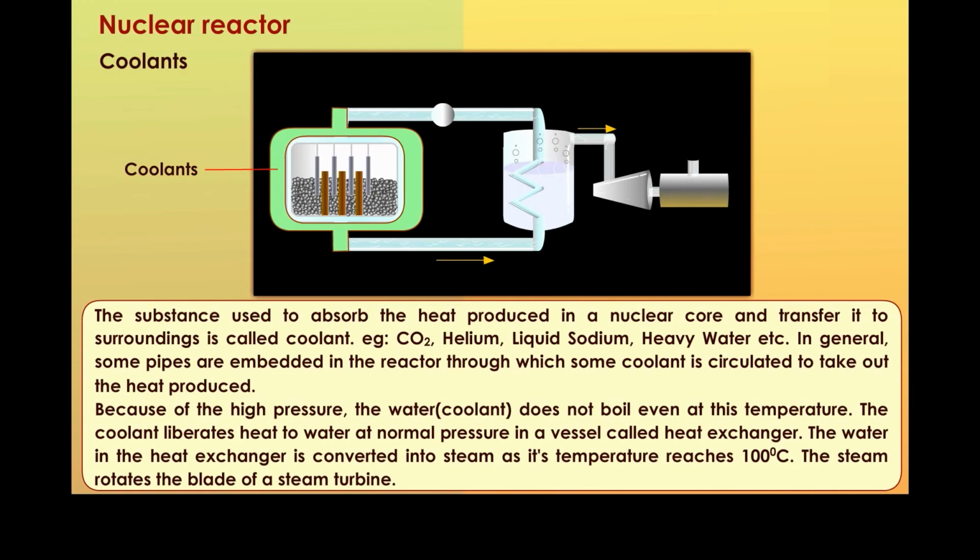The coolant liberates heat to water at normal pressure in a vessel called a heat exchanger. The water in the heat exchanger is converted into steam as its temperature reaches 100 degrees Celsius. The steam rotates the blades of a steam turbine.